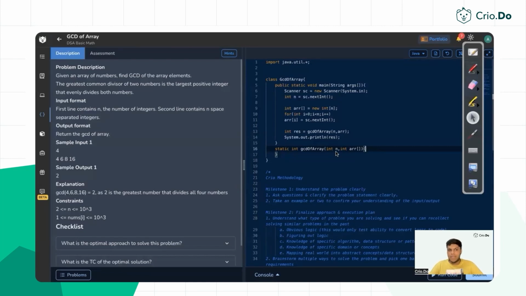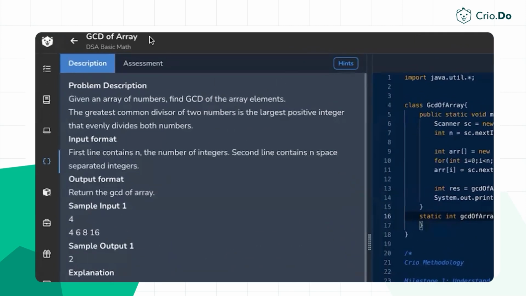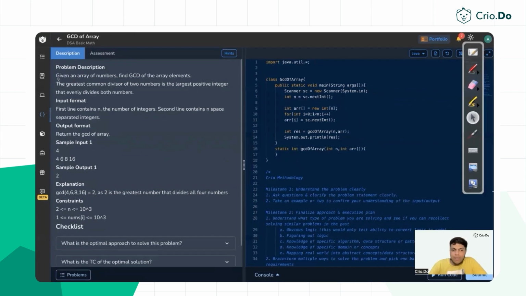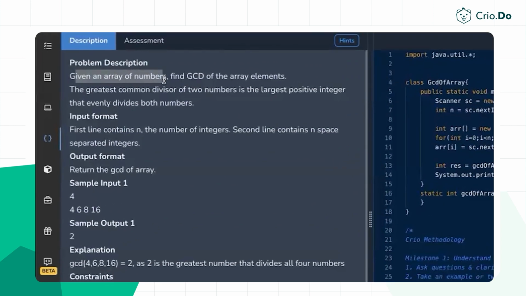Everyone, welcome back. In this particular video, we will be discussing the problem GCD of array from the DSA basic math category. What is the problem? Given an array of numbers, there will be a lot of numbers, not just two numbers. What we have to do with them? We have to find the GCD of all the array elements.